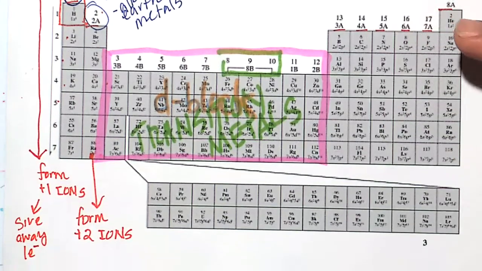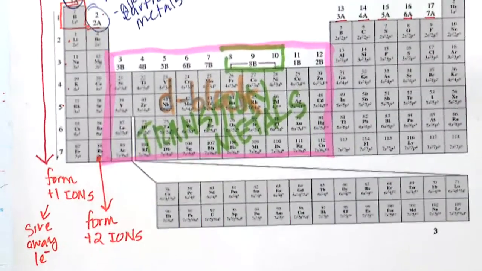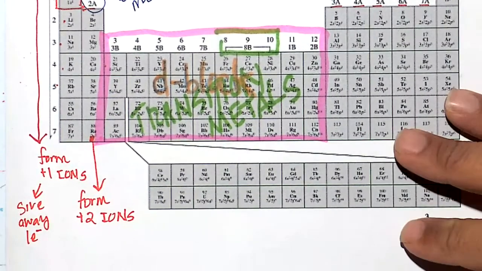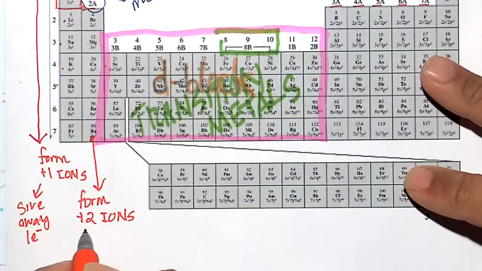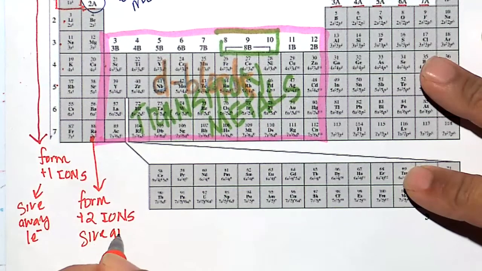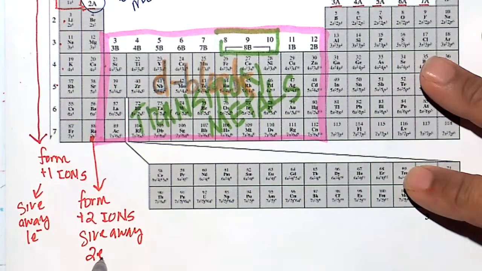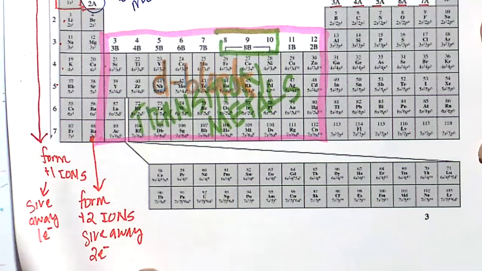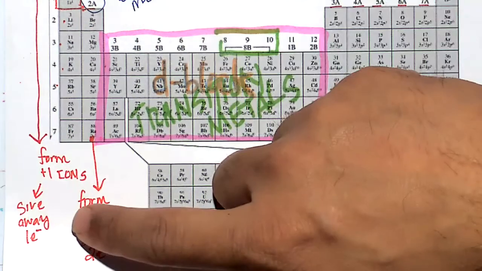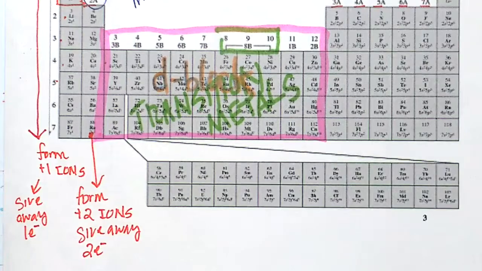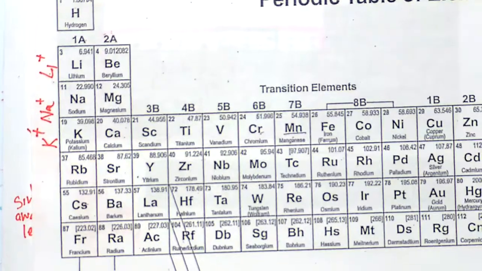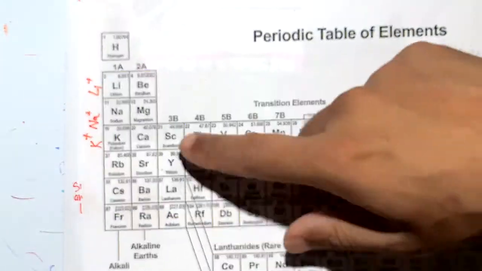And these guys, the group 2A, alkaline earth metals, like to form plus 2 ions. So for them to be quote unquote noble, they will give away 2 electrons. That allows them to attain noble gas configuration. So immediately we know from just looking at the periodic table that these are going to form plus 1s. And these guys are going to form plus 2.